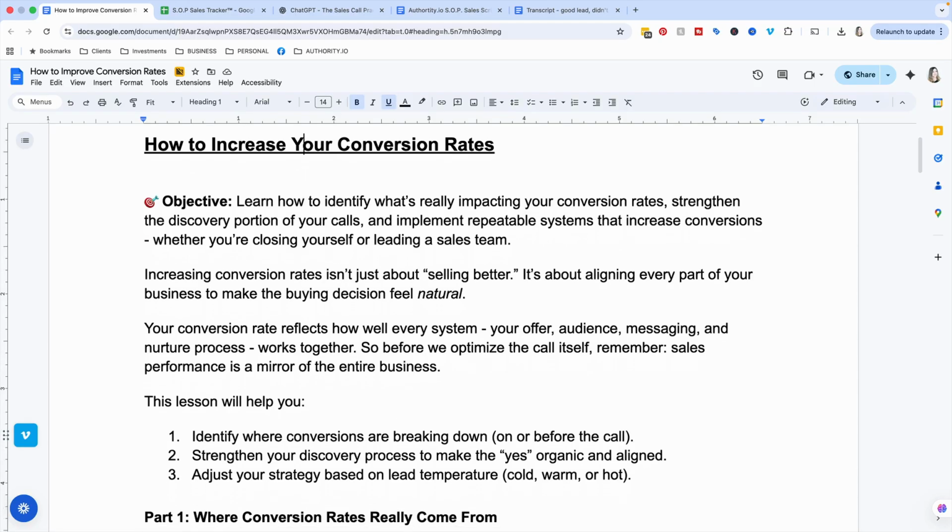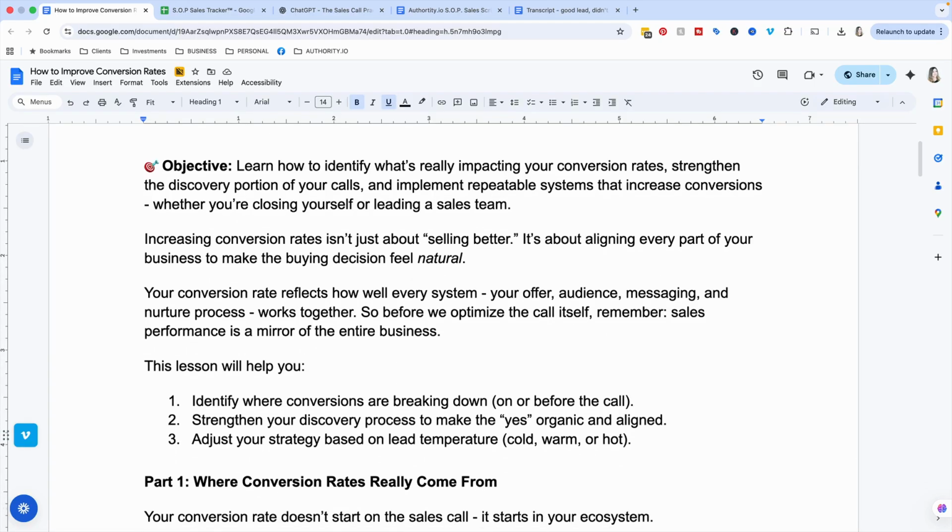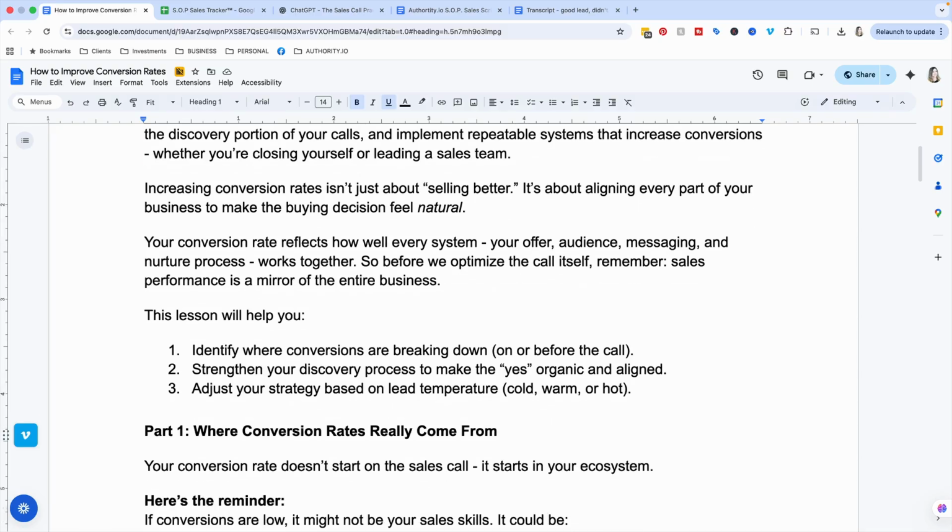So the objective here is to learn how to identify what's really impacting your conversion rates, strengthen the discovery portion of your calls, and implement repeatable systems that increase conversions, whether you're closing yourself or leading a sales team. So increasing conversion rates isn't just about selling better. It's about aligning every part of your business to make the buying decision feel really natural. So your conversion rate reflects how well every system, your offer, audience messaging, and nurture process works together.